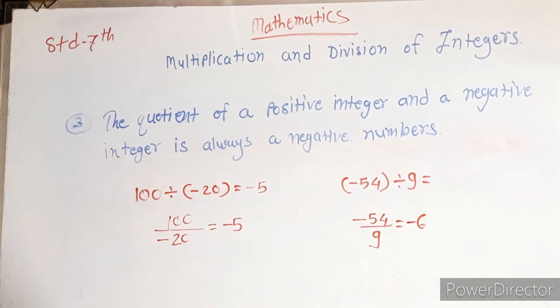Student, today we learned about division. There are 3 rules. If both numbers are positive, the quotient is positive. Second, if both numbers are negative, the quotient is positive. And if one is positive and the other negative, the quotient is negative. Do you understand? Very good.